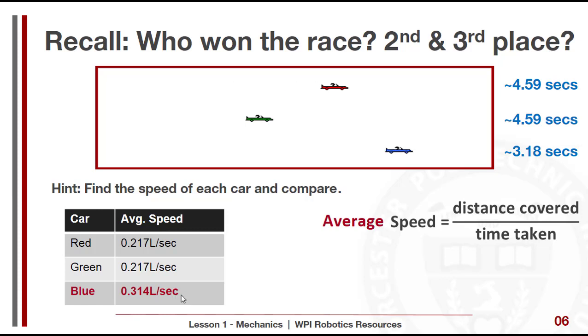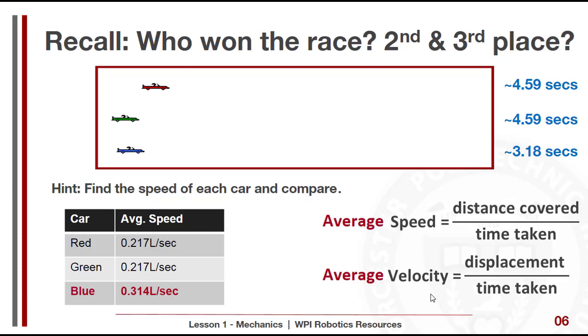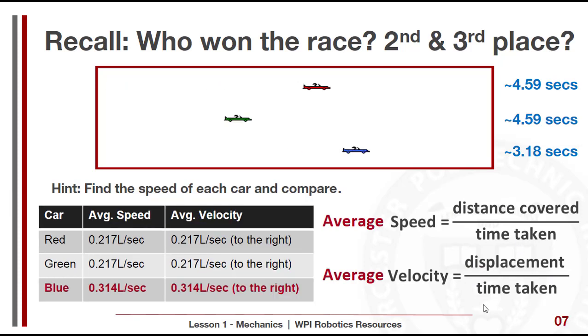Now, the vector counterpart of speed is velocity, which is computed by taking the displacement rather than the distance over the time taken. And so the average velocity would be as follows. You have both the magnitude as well as the direction. And so we can see that the blue car is moving at 0.314 length per second in the right direction, as well as the other cars.